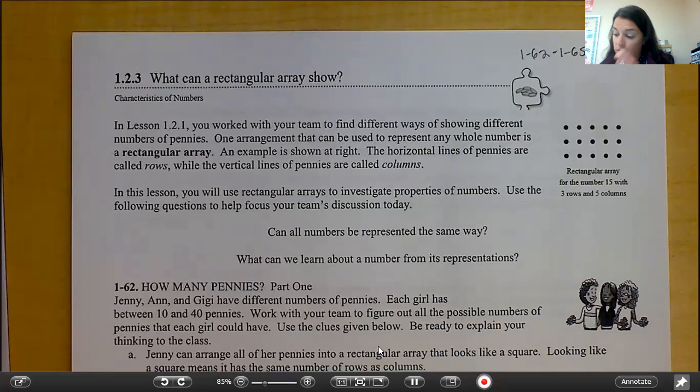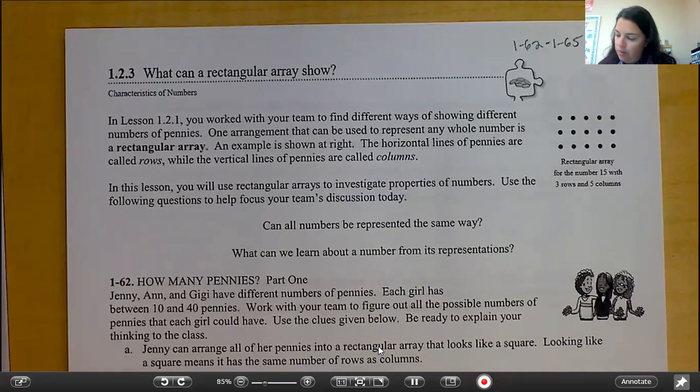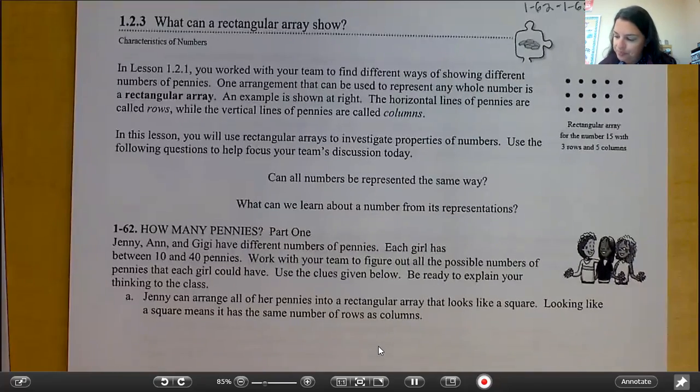Use the following questions to help focus your team's discussion today. Can all numbers be represented the same way? What can we learn about a number from its representations?